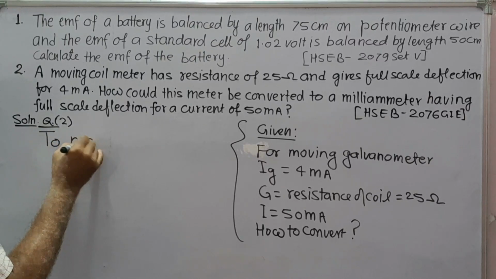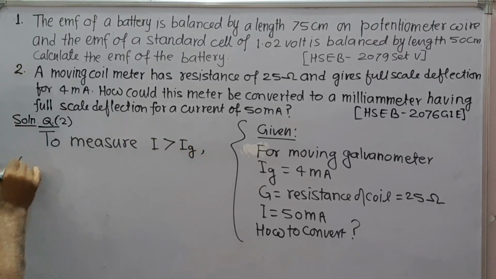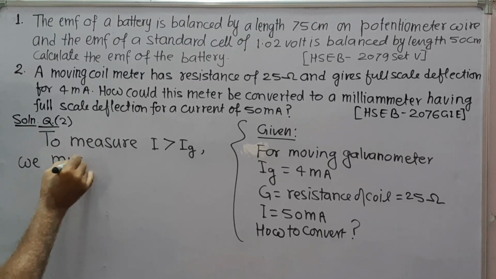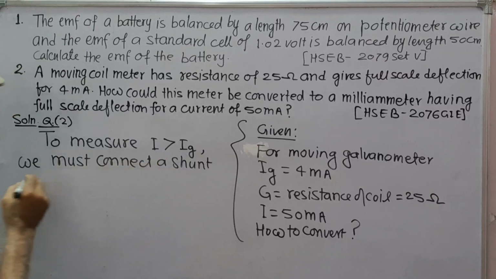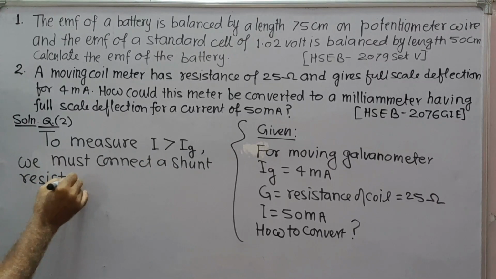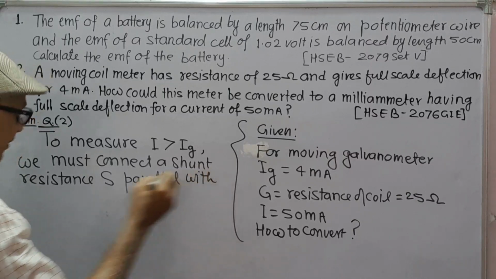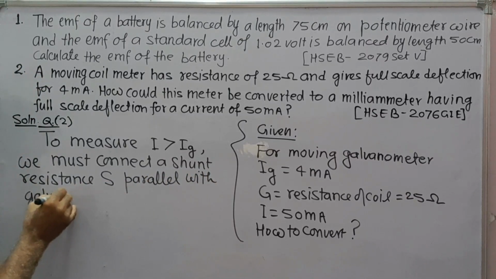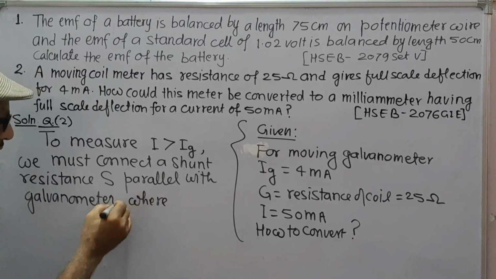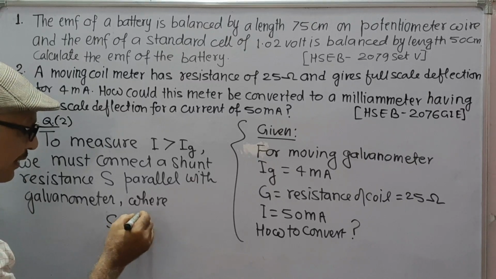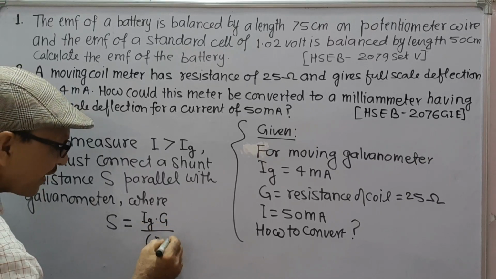To measure current I greater than Ig, we must connect a shunt resistance S in parallel with the galvanometer, where the shunt has value Ig into G upon I minus Ig.